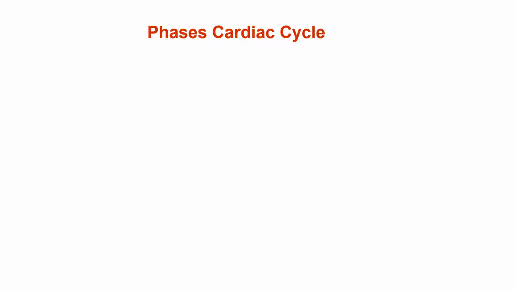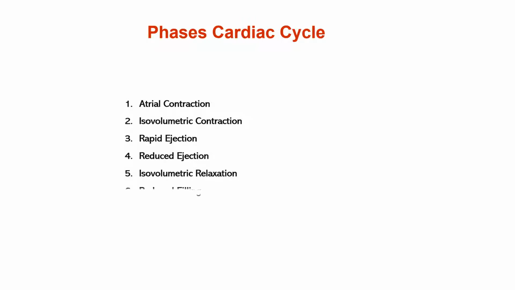Phases of cardiac cycle. There are 7 phases in cardiac cycle. They are atrial contraction, isovolumetric contraction, rapid ejection, reduced ejection, isovolumetric relaxation, reduced filling, and rapid filling.